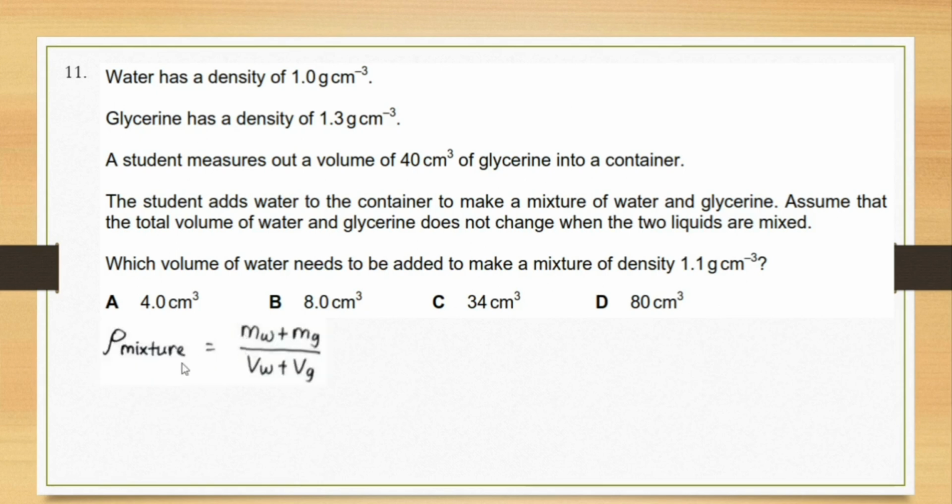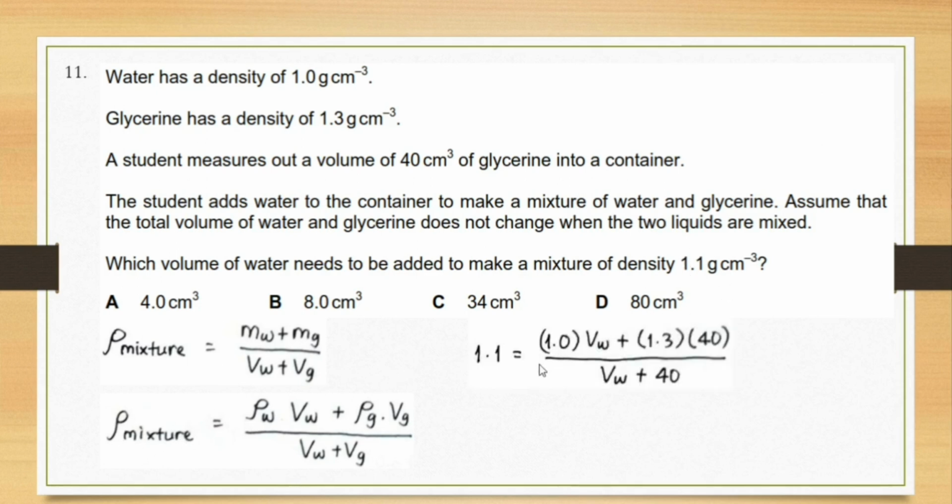We have to use the equation of the mixture, the density of the mixture. It should be the total mass divided by the total volume. The total mass is the mass of water plus the mass of the glycerin, divided by the volume of water plus the volume of glycerin. So mass is equal to rho times volume. So I have rho of mixture equals rho of water multiplied by volume of water plus rho of glycerin multiplied by volume of glycerin. And I will substitute this rho of mixture by 1.1.